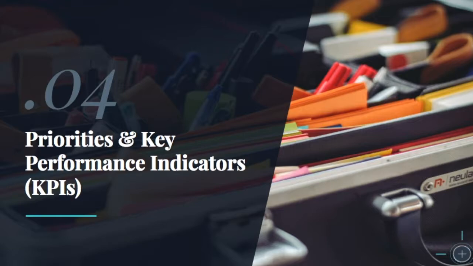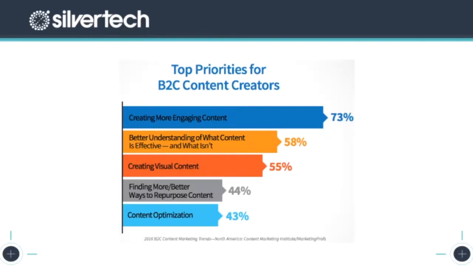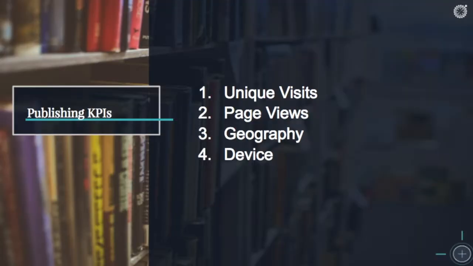The rise in content marketing, and the rise in content that stresses the need for content marketing, has made it very hard to get noticed online. Research from Content Marketing Institute, again, suggests that our heart is in the right place. 73% of us marketers want to create more engaging content. 58% of us want a better understanding of what content is effective and what isn't. And 55% of us want to create visual content. Very admirable goals.